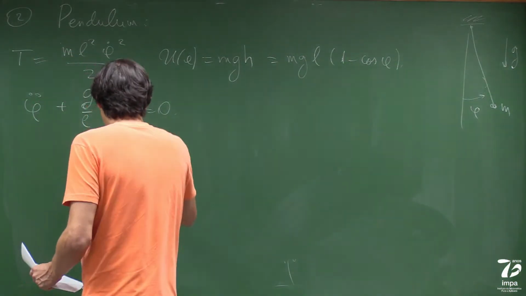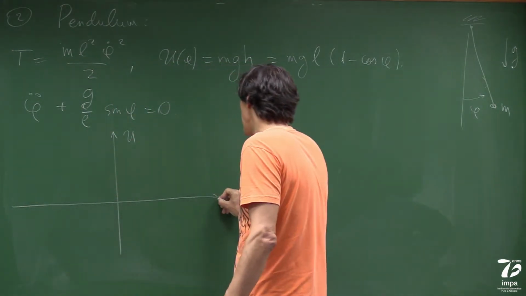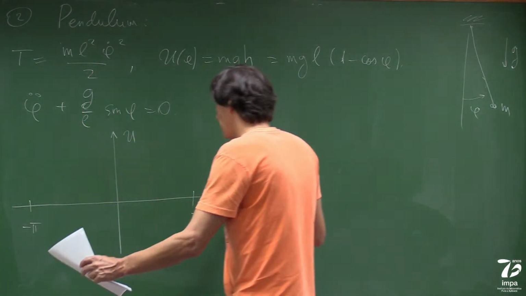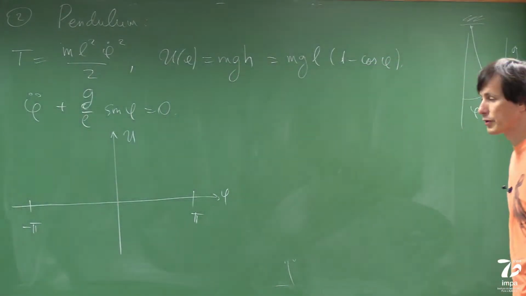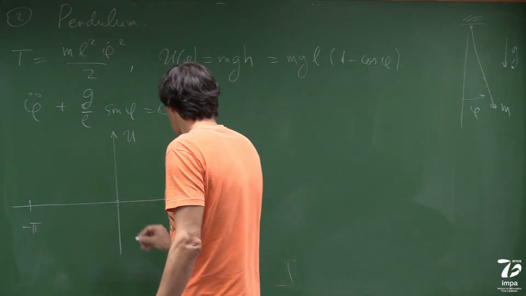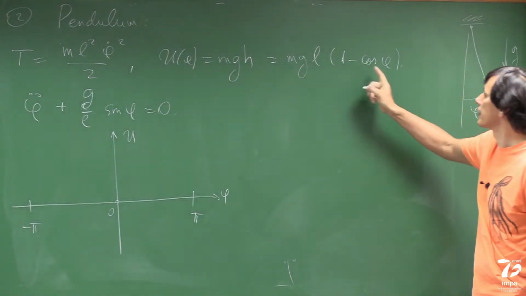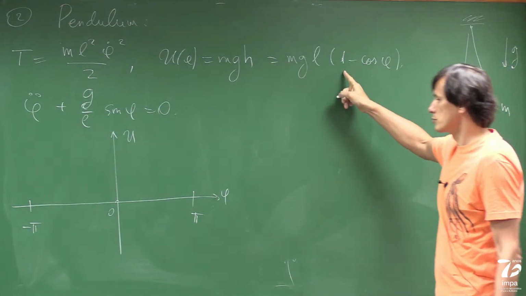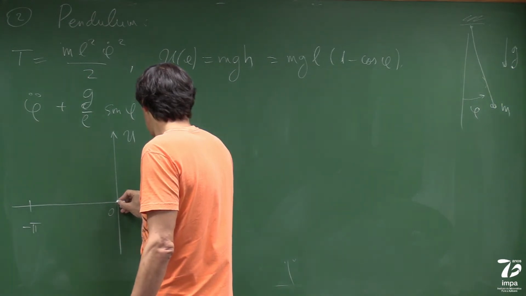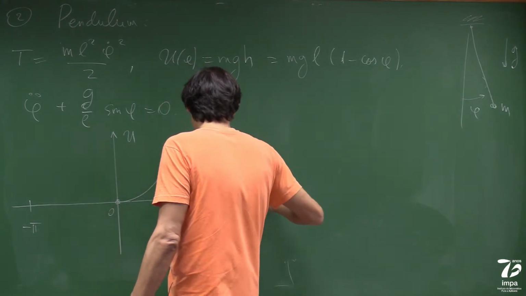So first, let's consider the potential as a function of the angle. And we will consider between minus pi and pi, because then it continues periodically. So that's where the angle changes. So what you have is that the potential is this, you see, 1 minus cosine. So at phi equals 0, it gives you 0, a minimum. And it gives you a maximum at pi, and then it continues periodically.